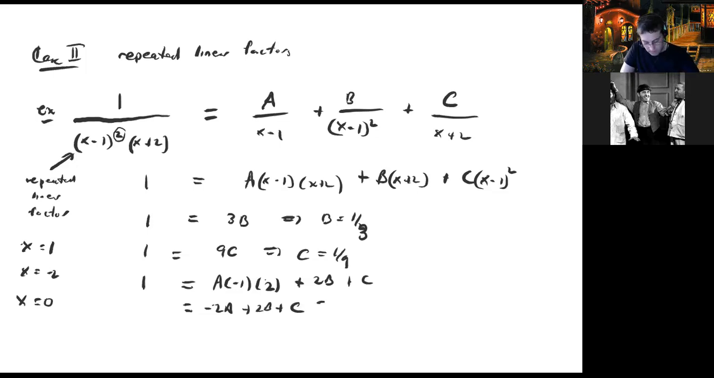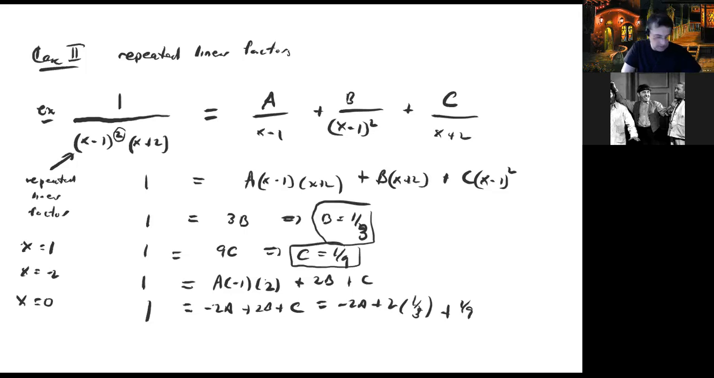And now I'm going to substitute the values of b and c. So b is a third, so negative 2a plus 2 times a third, that's 2b, and then c is a ninth, is equal to 1, and then you can solve for a. And if I did this right, let me circle the values we got. I think a becomes minus 1/9.